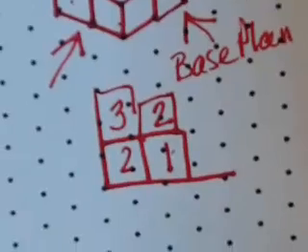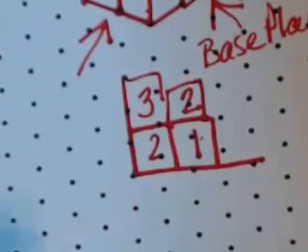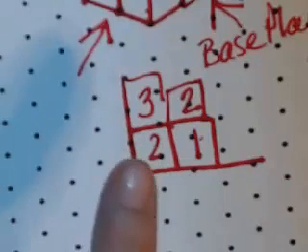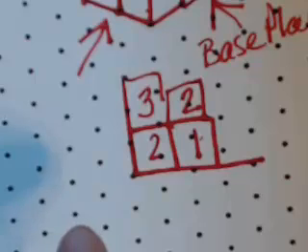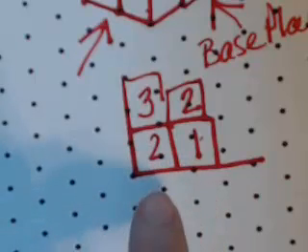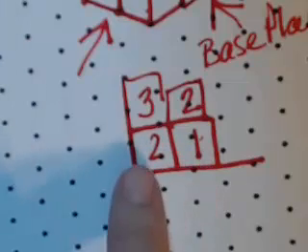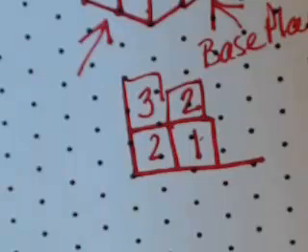Get this. I would like for you to see if you can make on your isometric paper a floor plan that is 1, 2, 3, 2. See if you can draw that.